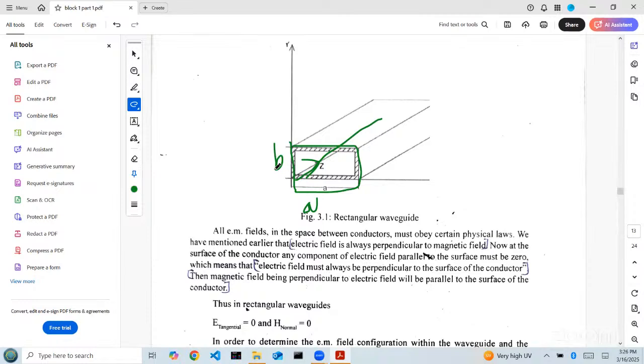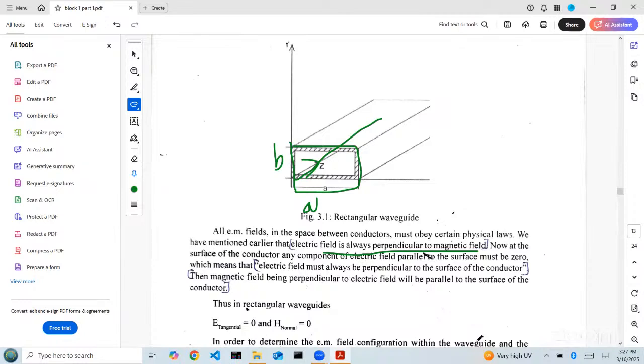In general, we know that electric field is always perpendicular to the magnetic field. What does it mean? Electric field across the surface is 0. Surface means these edges. Electric field in the middle is maximum. Across the surface is 0.